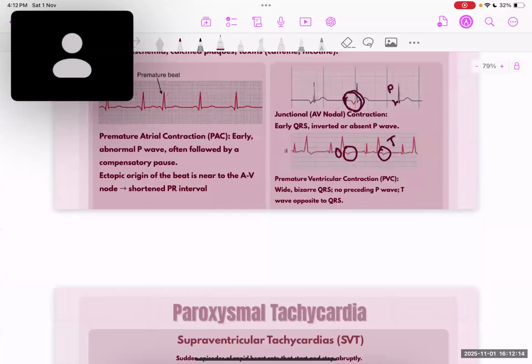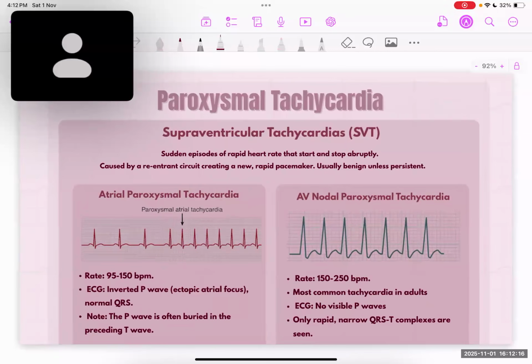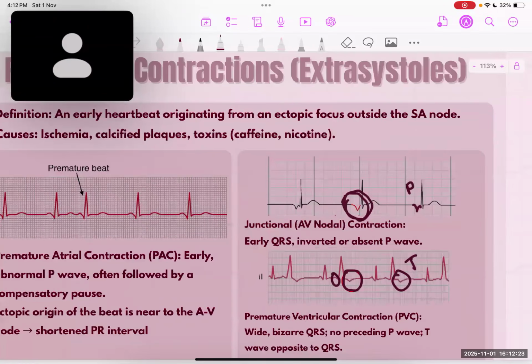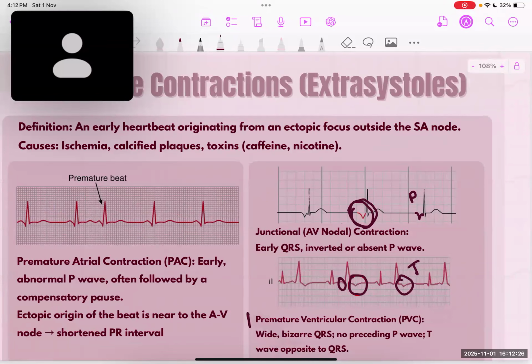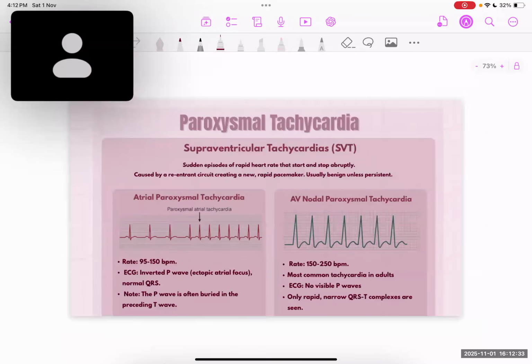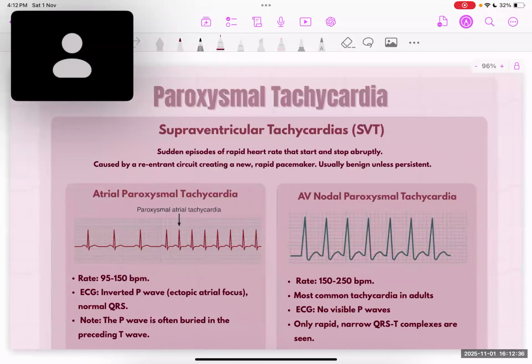Clear? Okay. Now we're going to talk about paroxysmal tachycardia. So paroxysmal just means it's very random. When is the T wave negative? The T wave is inverted when you have a premature ventricular contraction. So your ventricle is contracting prematurely. Now, paroxysmal tachycardia: paroxysmal basically means that you don't know when it's starting. It's very random, when it starts, when it ends, you don't know. So it's sudden episodes of rapid heart rate that start and stop abruptly. Like you have no idea when it's going to happen.